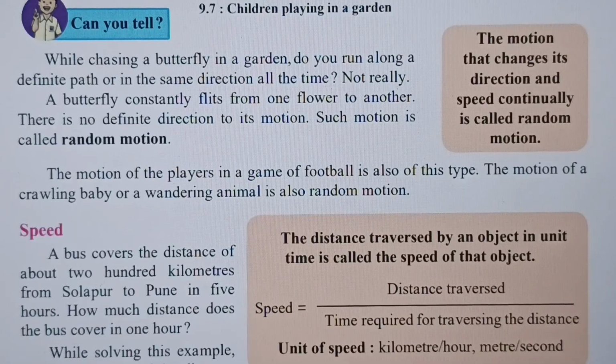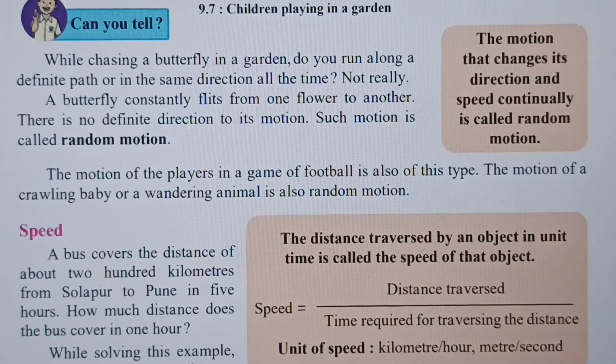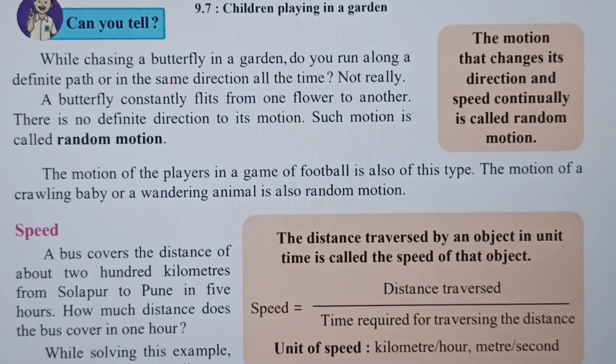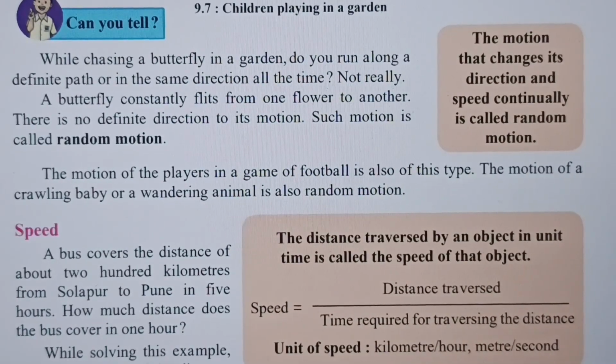The motion of the players in a game of football is also of this type. Motion of a crawling baby or a wandering animal is also random motion. That is not fixed. Any object, any animal, any human going here and there is in random motion.